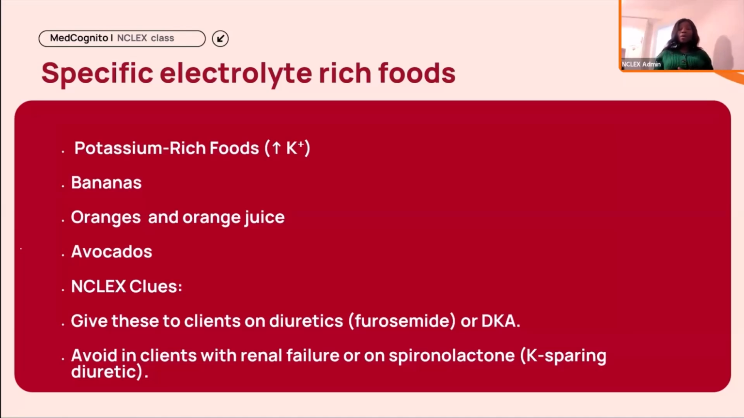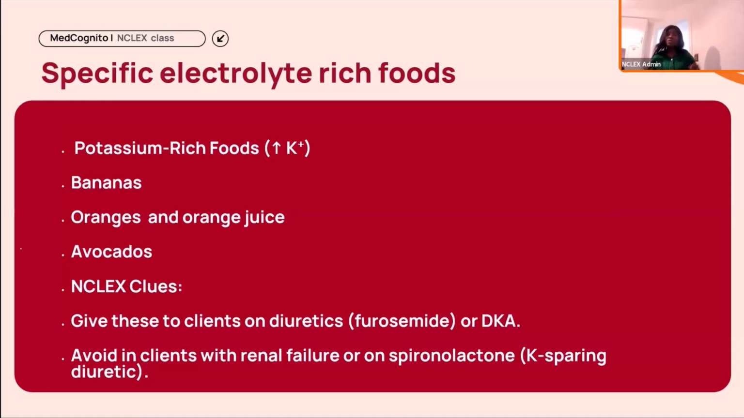So the clue here to help you ace questions around this will be that you give these to clients on diuretics. You're going to take yes, because diuretic clients may be losing potassium. So give the client potassium-rich foods. And then DKA, diabetic ketoacidosis. And then avoid in client with renal failure or on spironolactone.